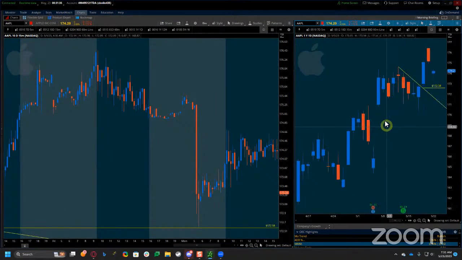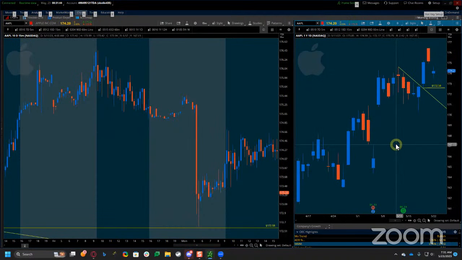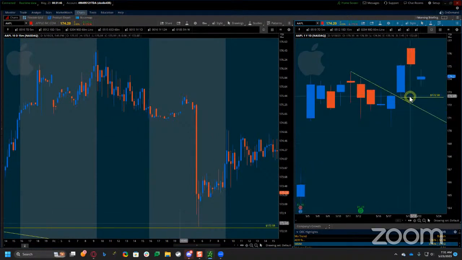And even now, this is just a healthy pause after such an enormous run, right? So it's not like we're looking at short Apple all the way back down. And then I think the play is more of a long play than a short play. So long off support at 172.5. If we break 172.5, then long off support at 170.76.